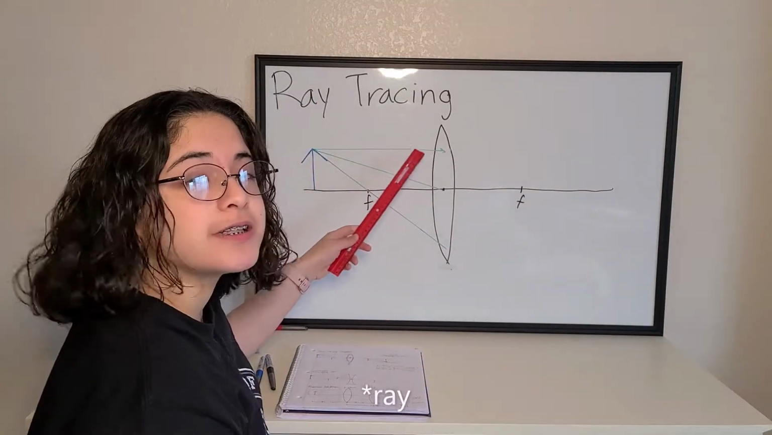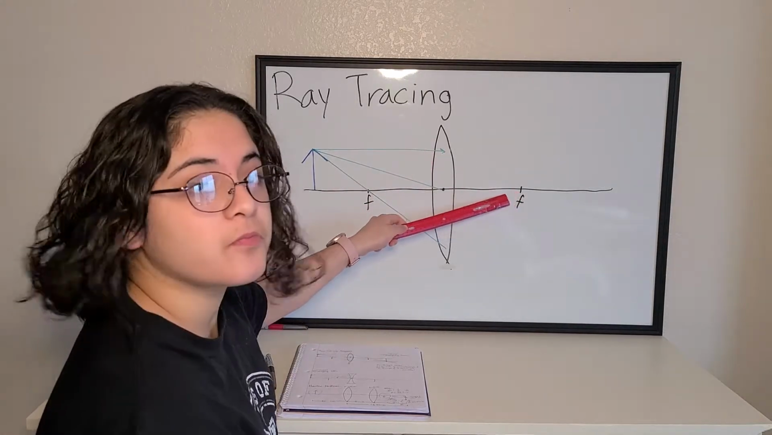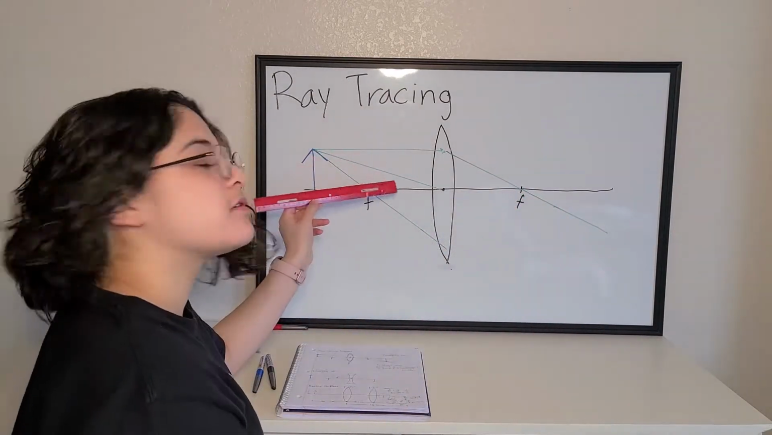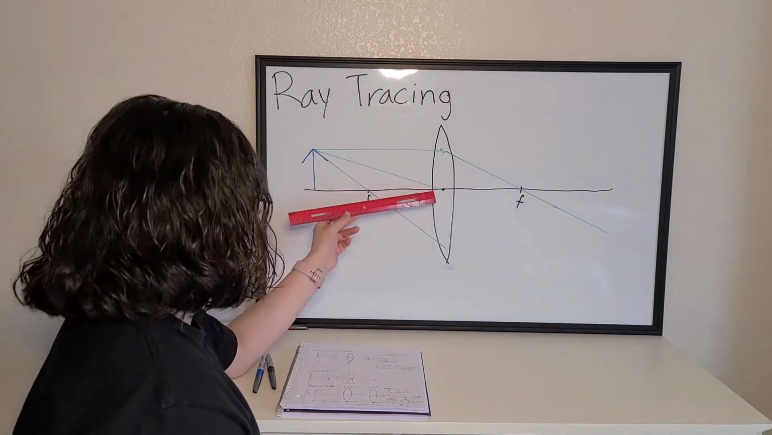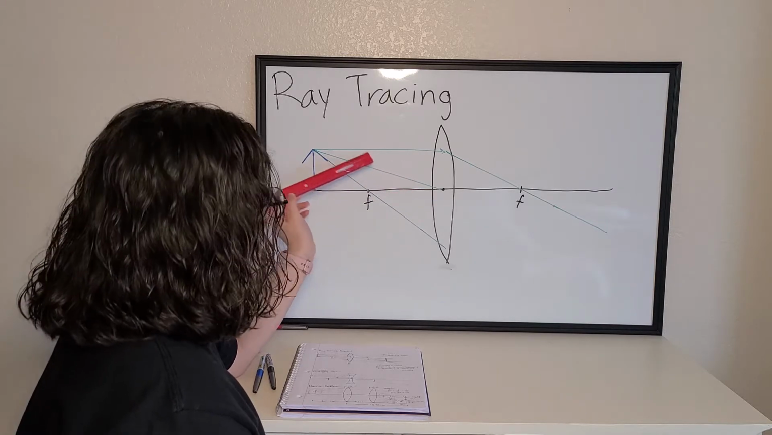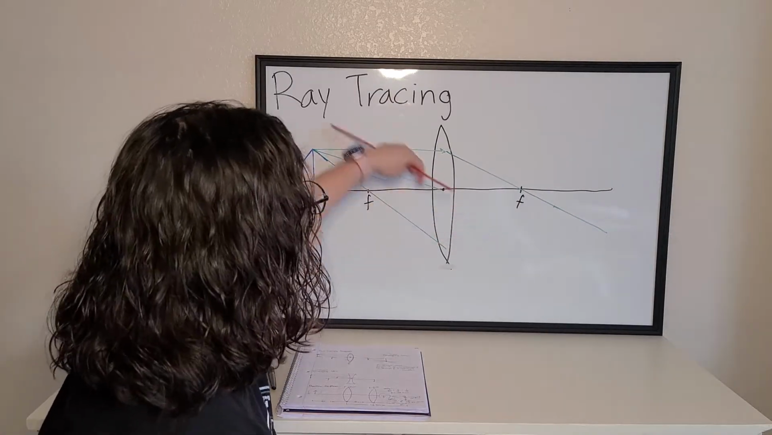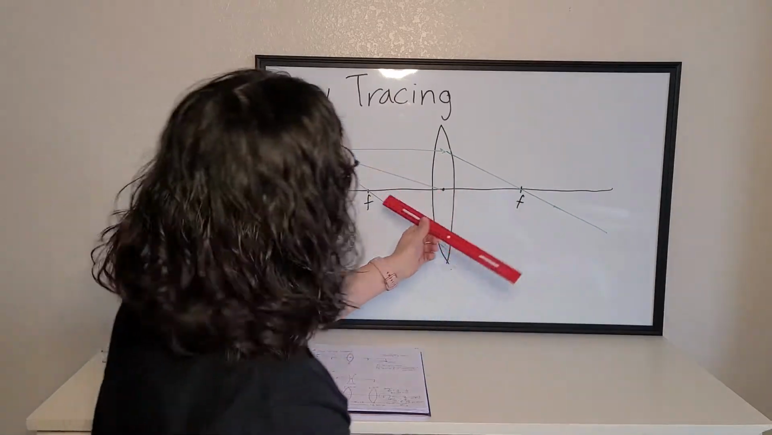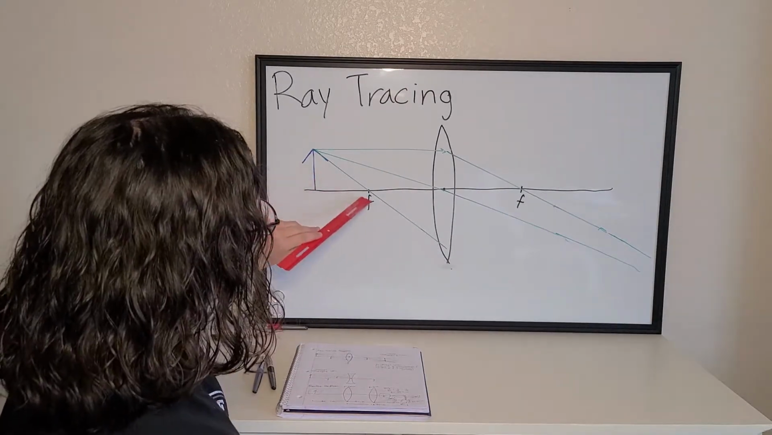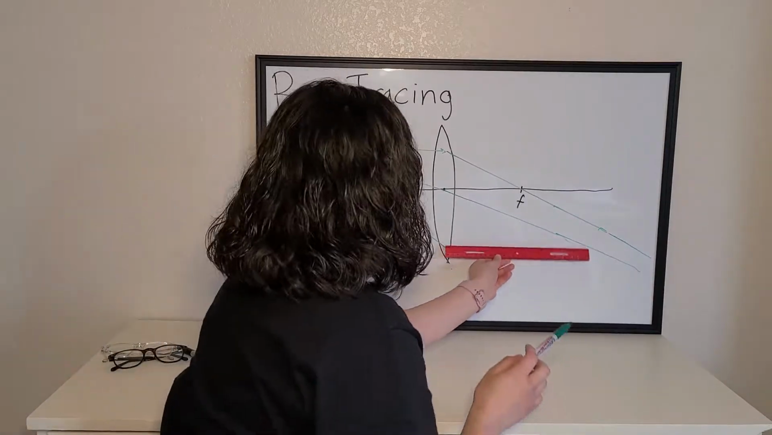So this first line that's parallel will go through the focal point of the other side, and that should be long enough. The one that goes through the center will actually go just straight. It'll keep going without the light bending. The third line will start once it goes through the focal length. It will go parallel to the axis.